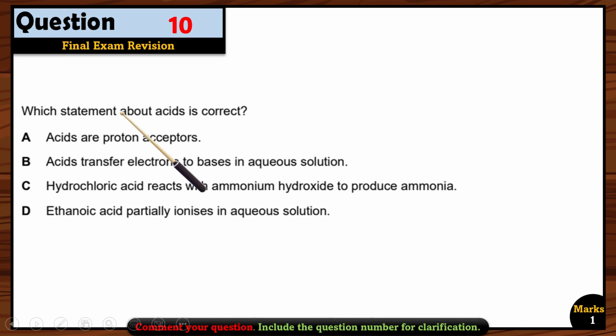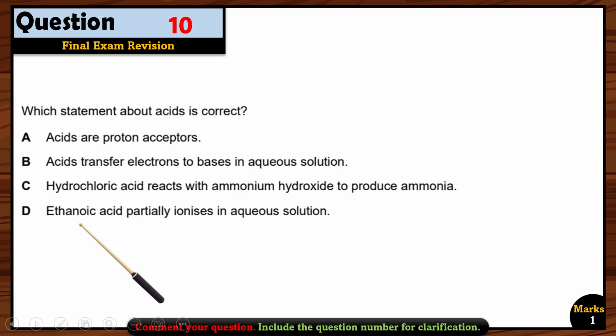Question 10. Which statement about acid is correct? Acids are proton acceptors. Wrong. Acid transfers electrons to base in aqueous solution. Again, wrong. They transfer the protons to the bases. Hydrochloric acid reacts with ammonium hydroxide to produce ammonia. Again, wrong. Hydrochloric acid is an acid. Acids don't react with the ammonium solutions to produce ammonia. Only the bases can produce the ammonia gas.